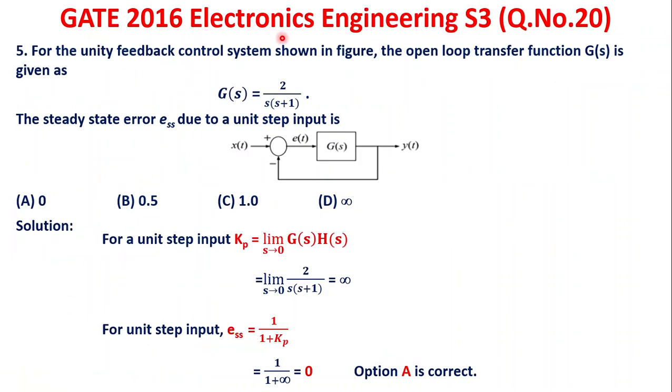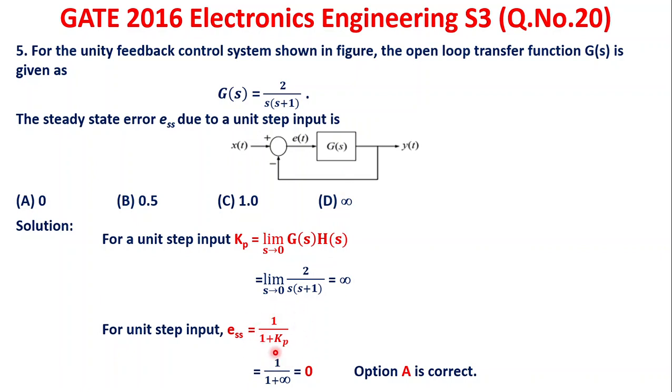Next, GATE 2016 Electronics Engineering set 3 question number 20. For a unity feedback control system shown in figure, the open loop transfer function is given as. So they have given the open loop transfer function. Steady state error due to a unit step input they are asking. So h of s is 1. So we know steady state error for a step input. Steady state error for a step input, we know it is 1 by 1 plus kp.